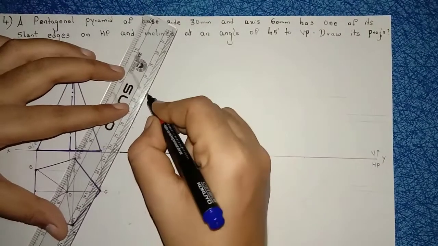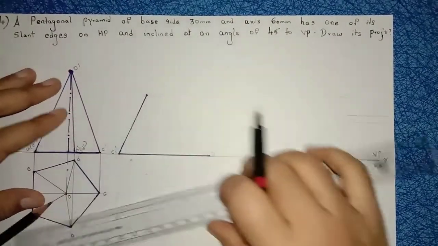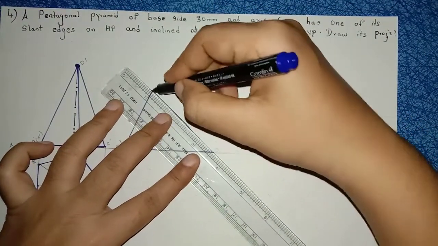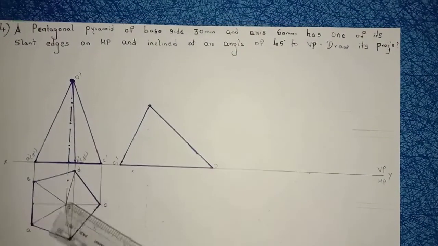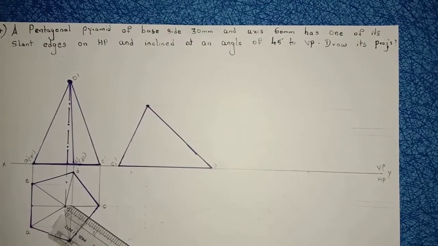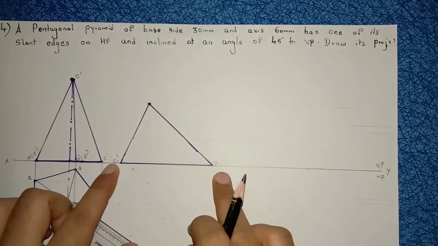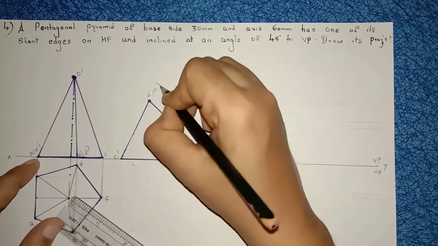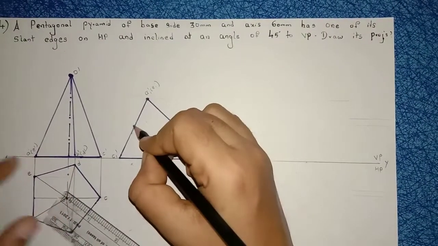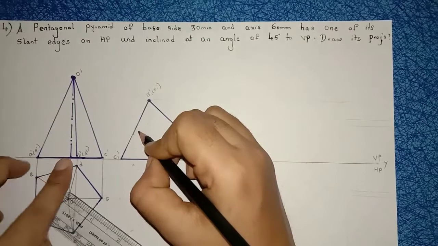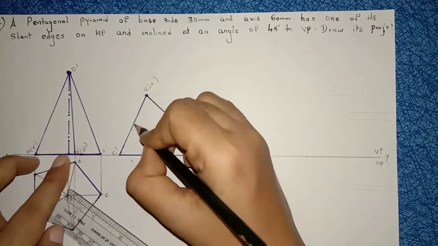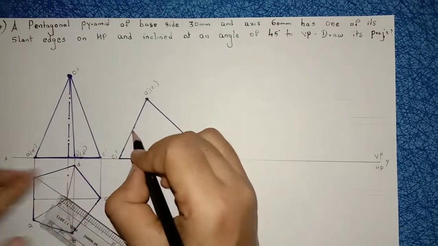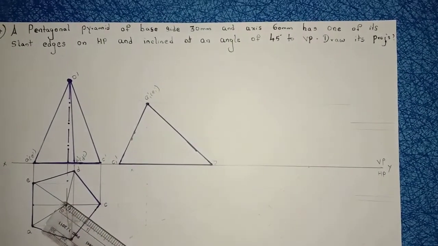So you will get the pyramid here. Right, so this is C dash O dash. This point is here A1 dash, E1 dash. Measure this from A dash to the axis line. Measure this distance with compass from A dash. Mark the point. Right, from the axis line to B dash point, measure the distance and mark the point.